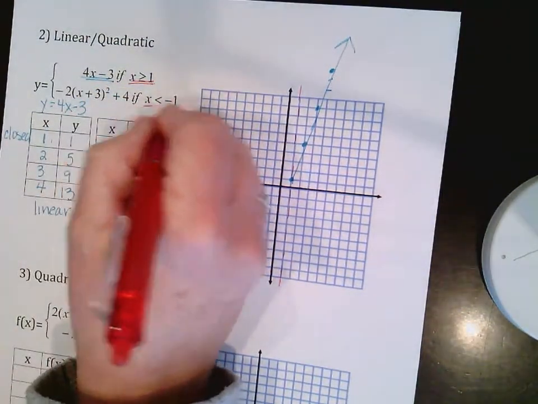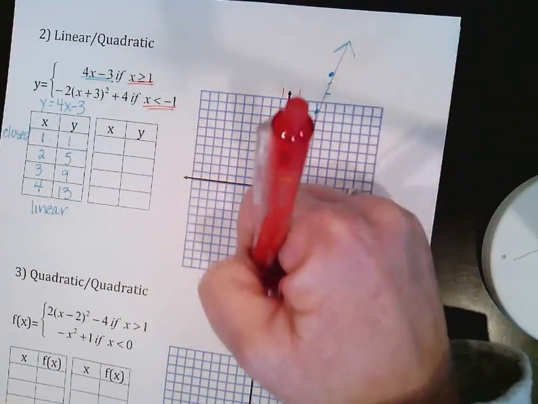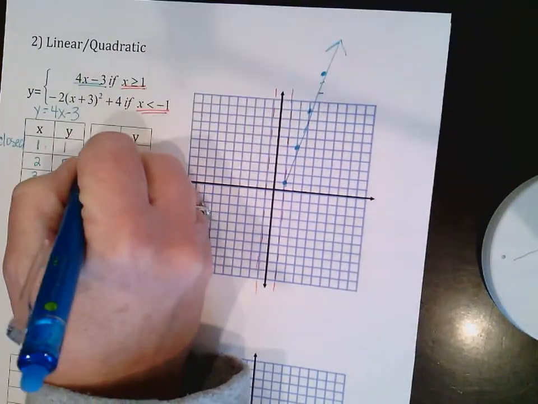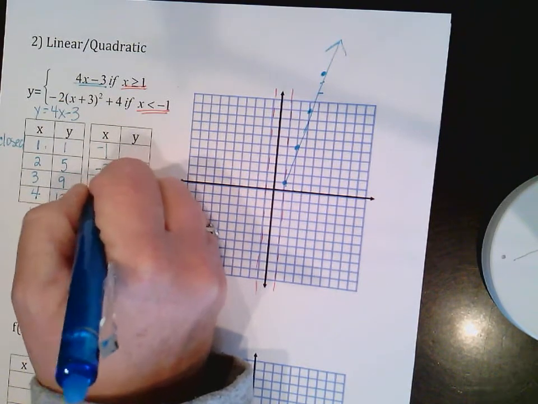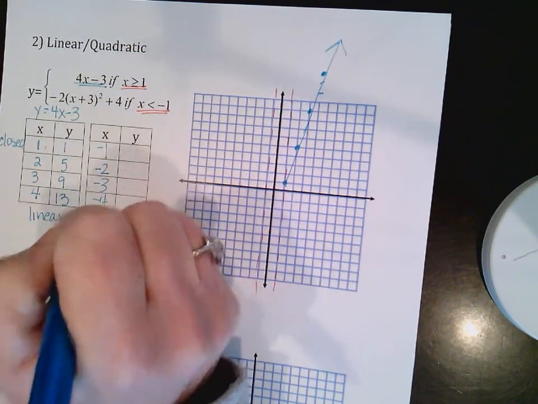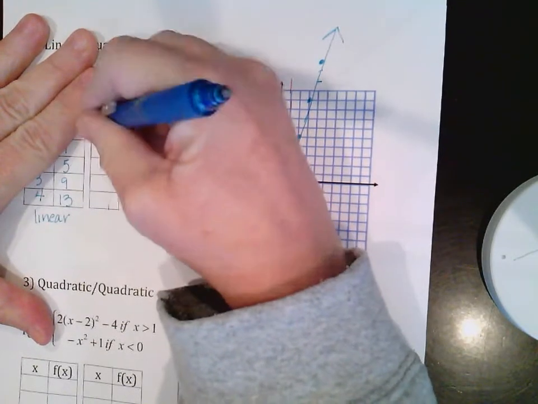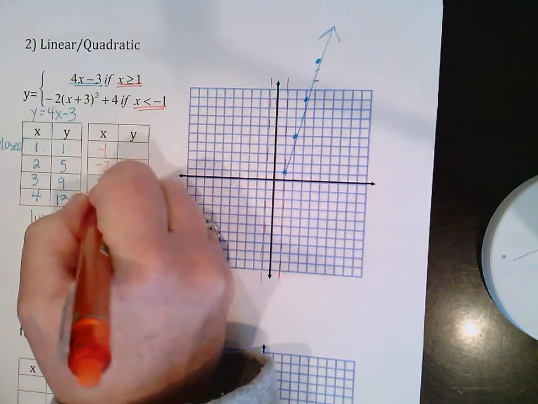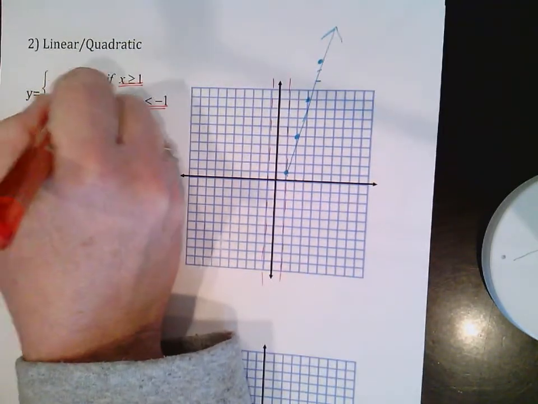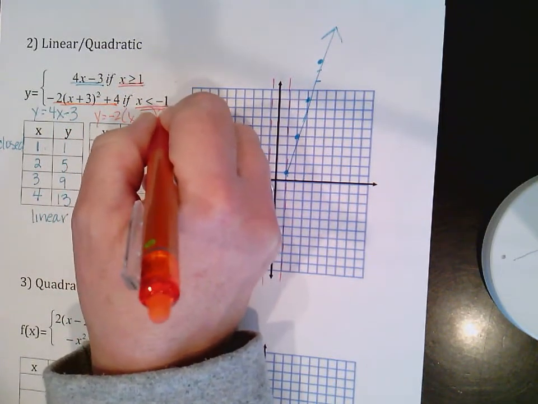My domain restriction for my second one is not at 1, it's at negative 1, so I have a different wall for that one. And we start at negative 1, but its values are to the left of negative 1, so that's negative 2, negative 3, and negative 4. It's squared. This is in vertex form, so, oops, I want to do these in a different color. Sorry about that. So I have negative 1, negative 2, negative 3, and negative 4 for this equation. So this is y equals negative 2 times (x plus 3) squared plus 4.